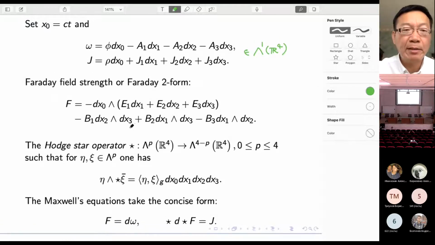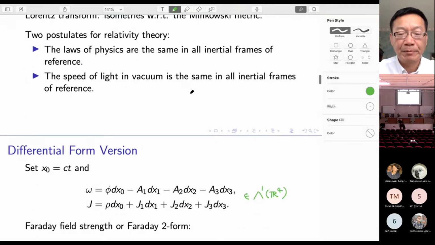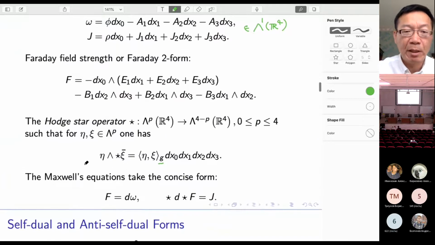Now, to state the Maxwell equations using differential forms, we need to introduce the so-called Hodge-Star operator. It's a map from p-forms to 4 minus p forms, where p is any integer between 0 and 4. And it's defined in such a way: eta wedge star zeta bar, where the bar stands for complex conjugation, is equal to the inner product of these forms with respect to the metric g. So if g is the Euclidean metric, then it's the ordinary dot product. If g is the Minkowski metric, then we'll be using the metric defined here to compute the dot product. So in this way, we define the Hodge-Star operator.